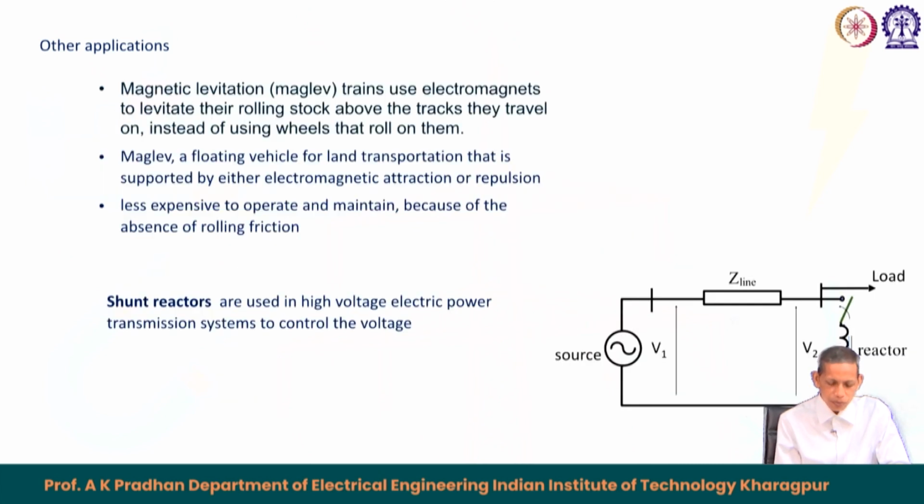There are a few more interesting applications, called magnetic levitation, maglev. In the train system it is being used. These have electromagnets to levitate their rolling stock above the tracks, and they travel on it instead of using wheels on the rail. Maglev, or magnetic levitation, is a floating vehicle for land transportation systems, supported by either electromagnetic attraction or repulsion principle, and it is less expensive to operate and to maintain, because there is an absence of rolling friction in the system.